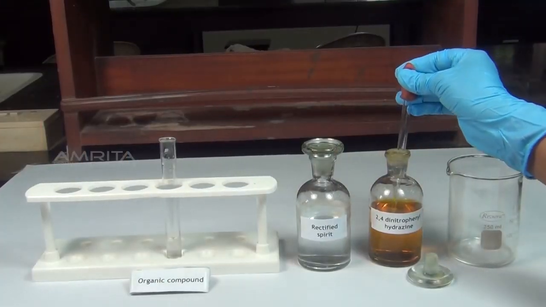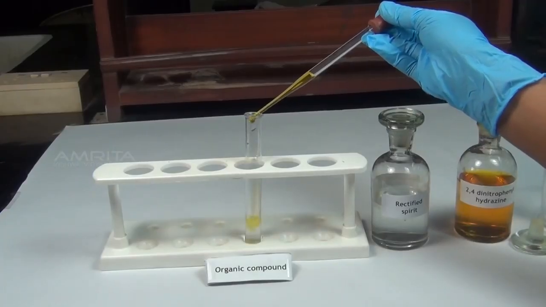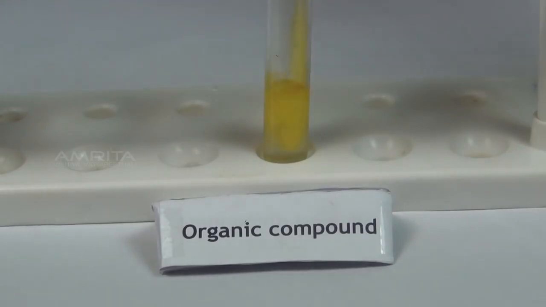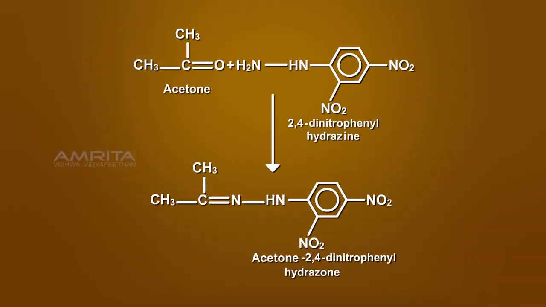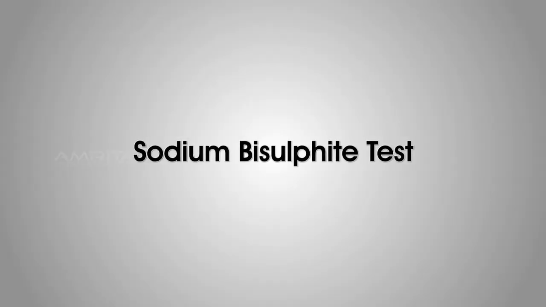Using another dropper, add a small quantity of 2,4-dinitrophenyl hydrazine solution into the test tube. 2,4-dinitrophenyl hydrazine reacts with the carbonyl group present in ketone to form a yellow or orange precipitate of 2,4-dinitrophenyl hydrazone.